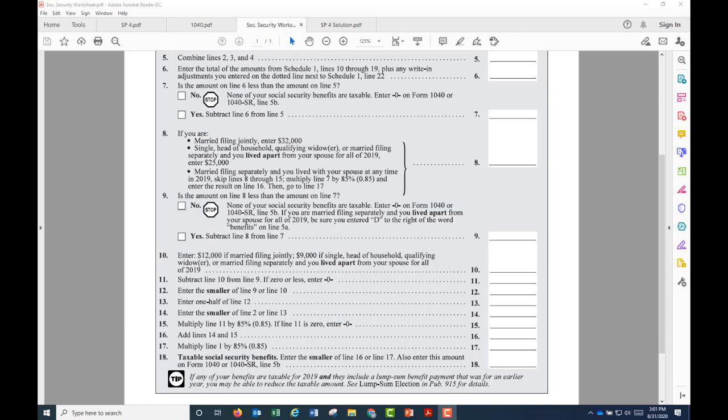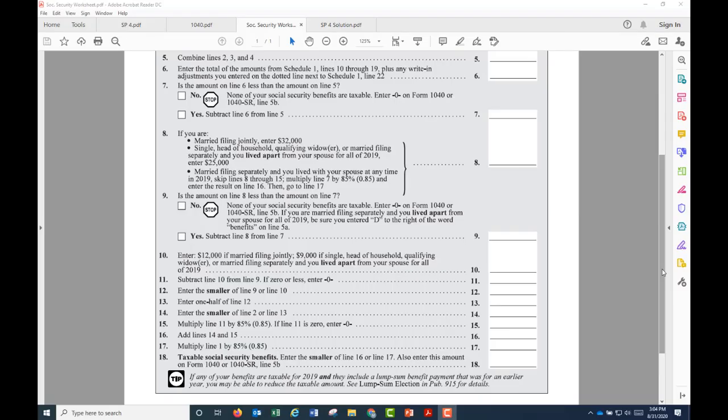Line 9 asks, is the amount on line 8 less than the amount on line 7? The answer is yes. Line 7 is $35,450. That's the MAGI. We compare that to the base on line 8. That's $25,000. And so the difference, 10,450, goes on line 9. Line 10, enter 12,000 if married filing jointly, 9,000 if single. In this case it's single, so we enter 9,000.